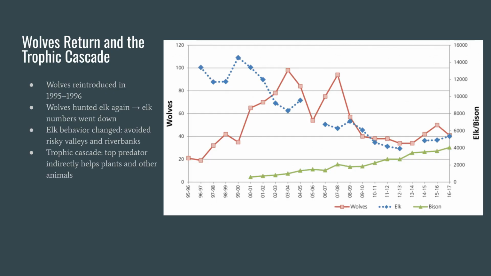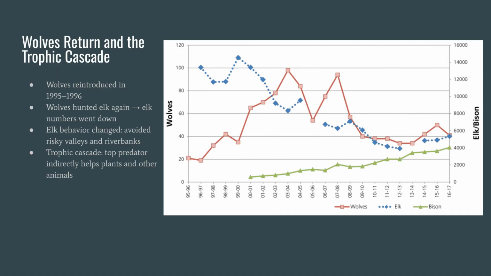In 1985 and 1996, gray wolves were reintroduced to Yellowstone. This was a major ecological experiment. Once wolves returned, they started hunting elk again. This reduced elk numbers, but just as importantly, it changed elk behavior. Elk began to avoid some open valley bottoms and riverbanks where they were more likely to be seen and hunted by wolves. This led to what scientists call a trophic cascade.